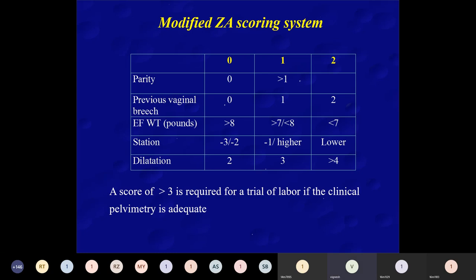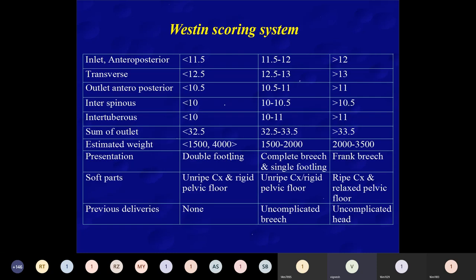Similarly, we have the Western scoring system where even the pelvimetry is taken into account along with the estimated fetal weight, presentations as under the previous scoring system. So this is definitely a good scoring system one can adopt.